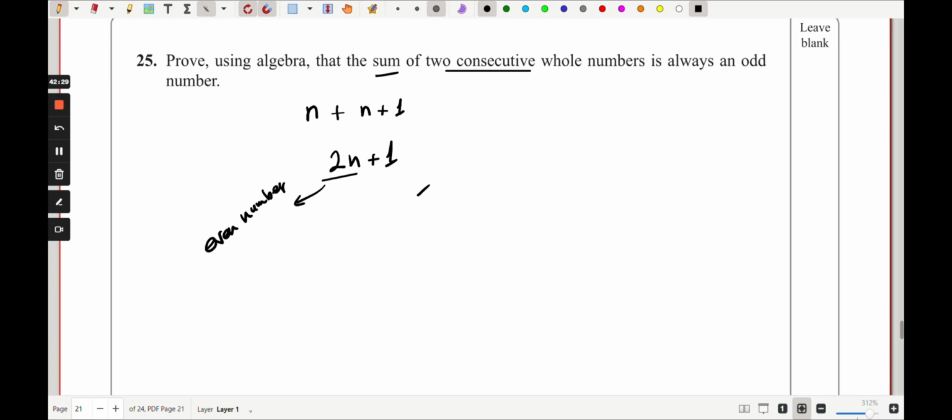That's it. The whole numbers start from 1, 2, 3, 4, 5, and so on. Two consecutive numbers: 1 plus 2 is 3, which is odd. 2 plus 3 is 5, odd. 3 plus 4 is 7, odd. 4 plus 5 is 9, which is odd, and so on.